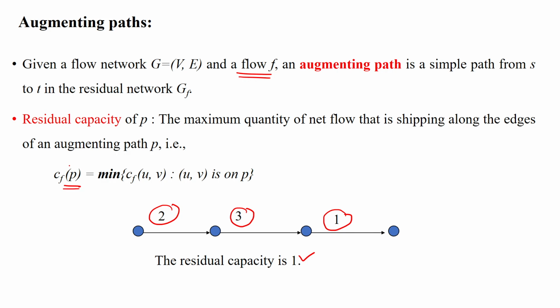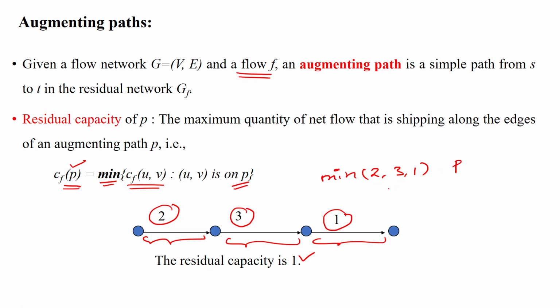In the forward path we have to identify the minimum value among these u and v. So in this u and v 2 units, in this u and v 3 units, in this u and v 1 unit. So the minimum of 2 comma 3 comma 1 we have to identify in this path p. That's what is given here. So the minimum of 2 comma 3 comma 1 is the value. Based upon this we have to identify the maximum quantity of net flow between the source and destination by adding augmenting paths for each and every iteration for the given graph.